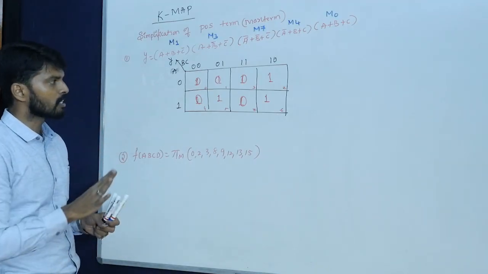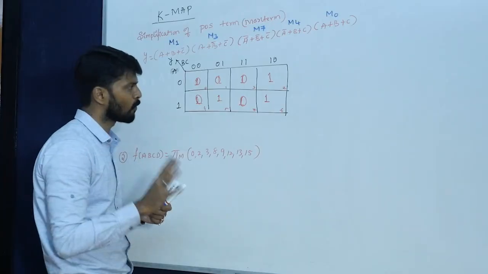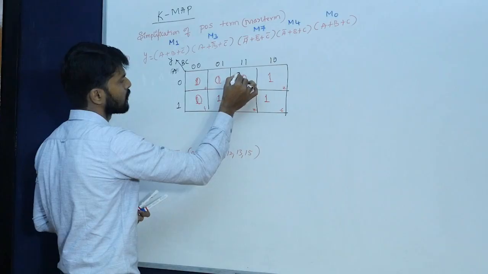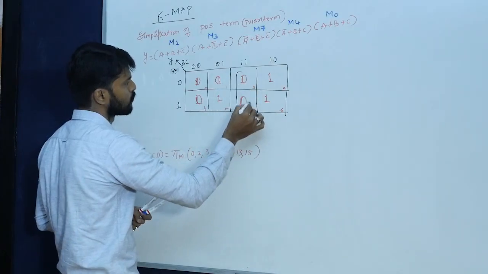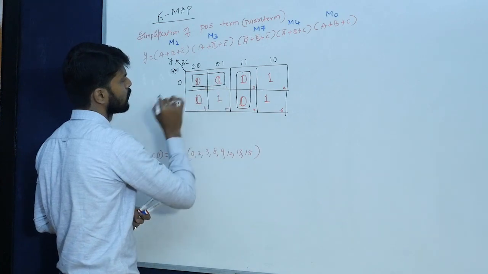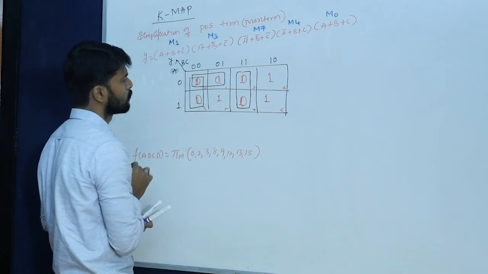And which is the interested area for us? Now we need to group only the zeros, not ones. So what I will do, I will group only the zeros. See, first I will group these two, then I will group these two, then finally I will group these two. There are 3 groups available.